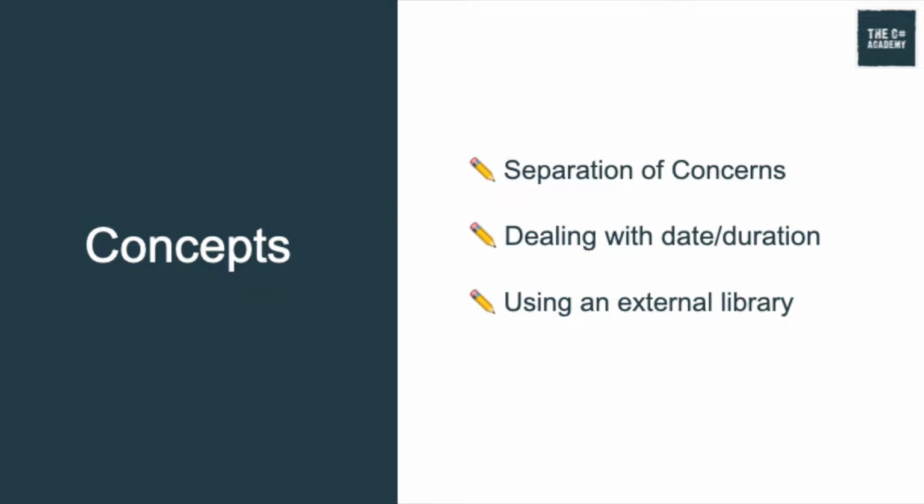This tutorial is the second of a series of projects designed to get you started with C# in a very practical way. It's very similar to our first habit tracker project, but introduces a few concepts such as separation of concerns, dealing with date and duration, and using external libraries.